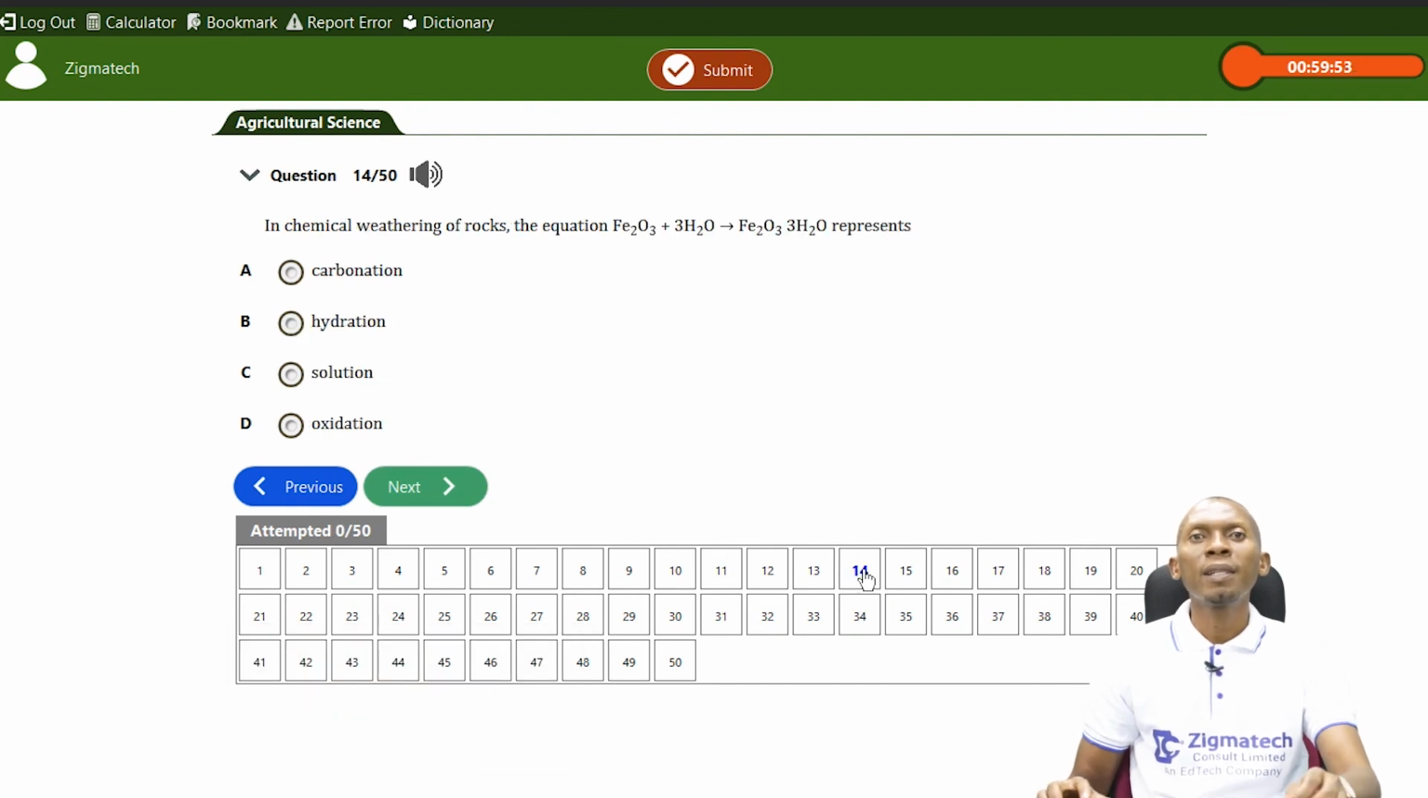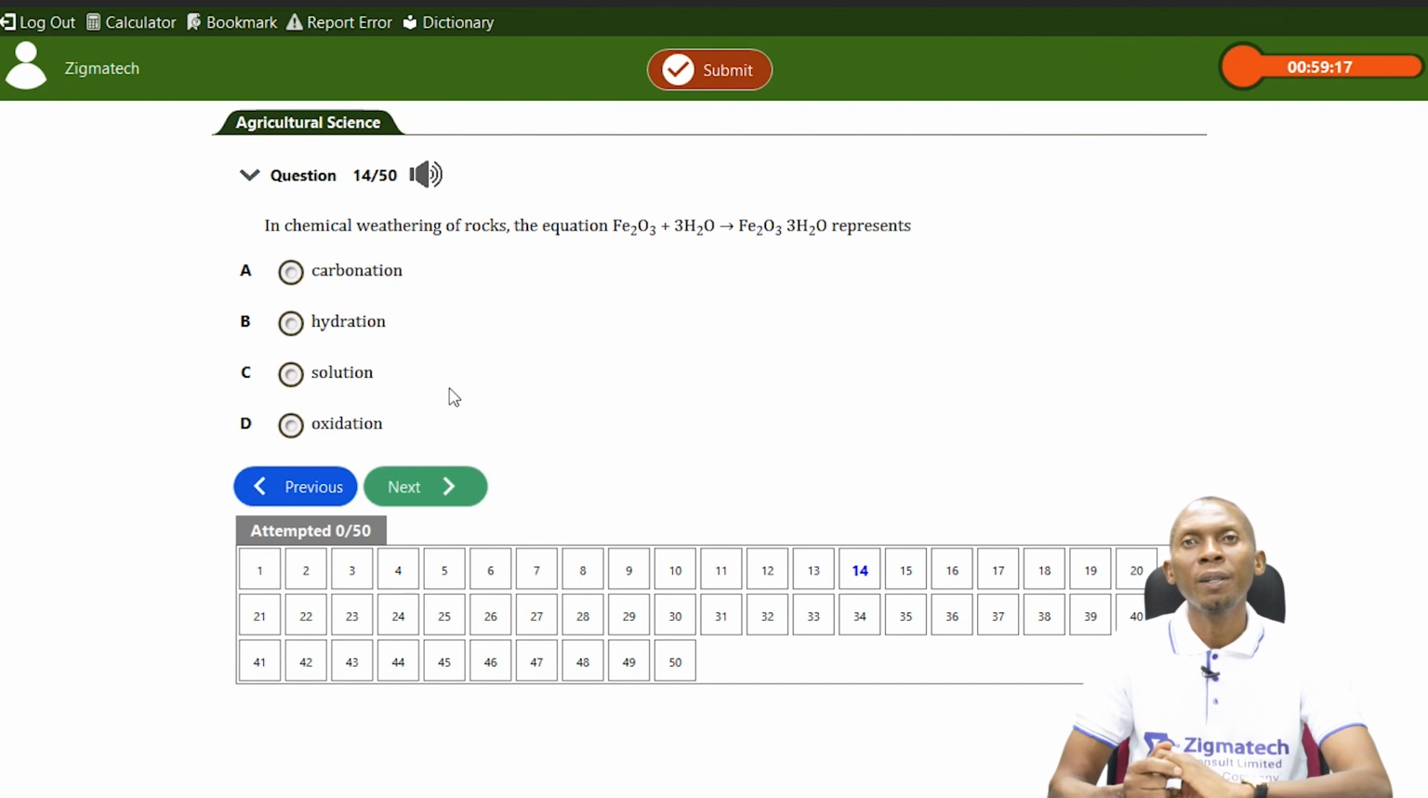This question says, in chemical weathering of rocks, the equation shows iron oxide plus 3 molecules of water. With this water, you can see we're talking about hydration, forming hydrated iron oxide, which gives us this equation here. They said in chemical weathering of rock, this equation represents A, carbonation, B, hydration, C, solution, D, oxidation. The answer here is hydration.